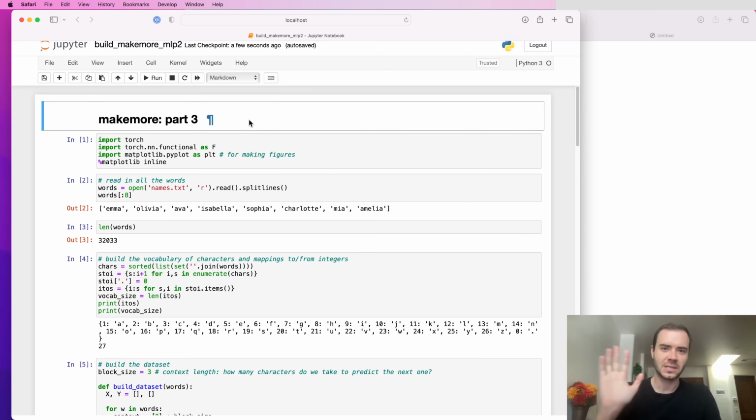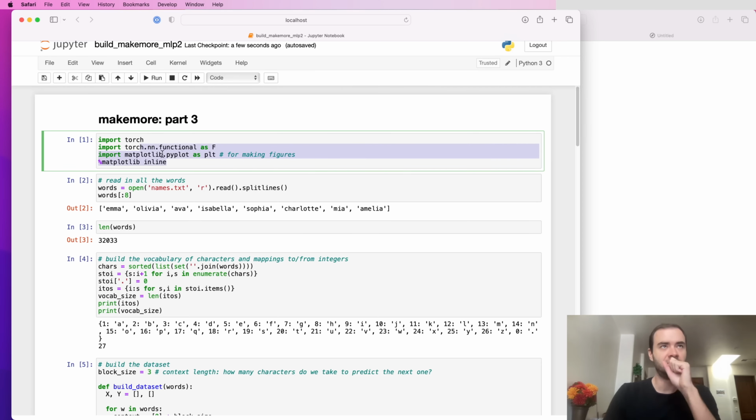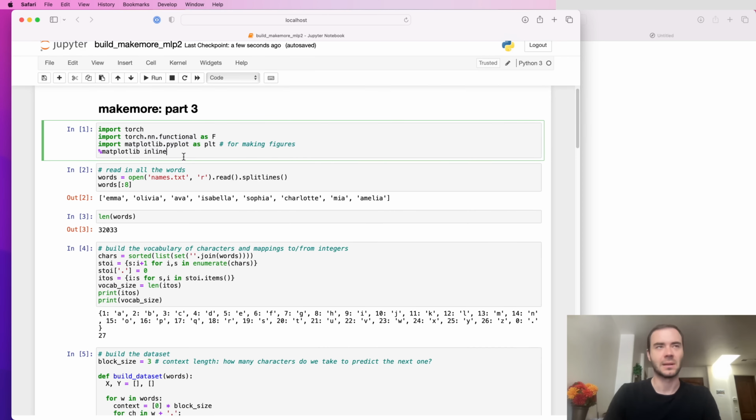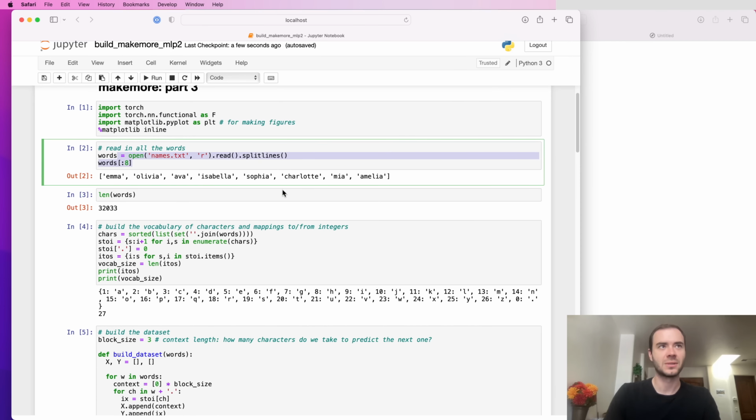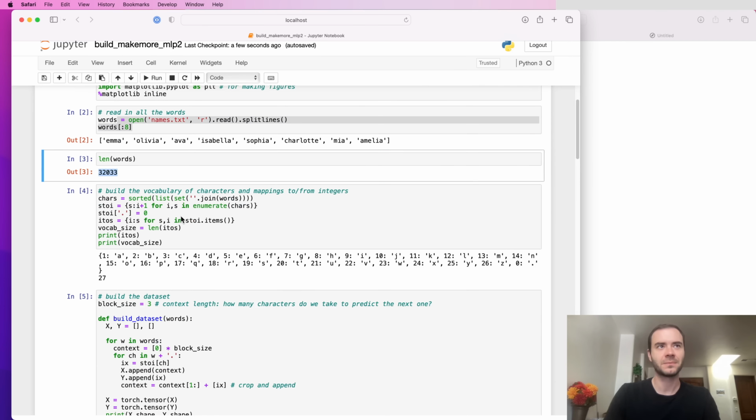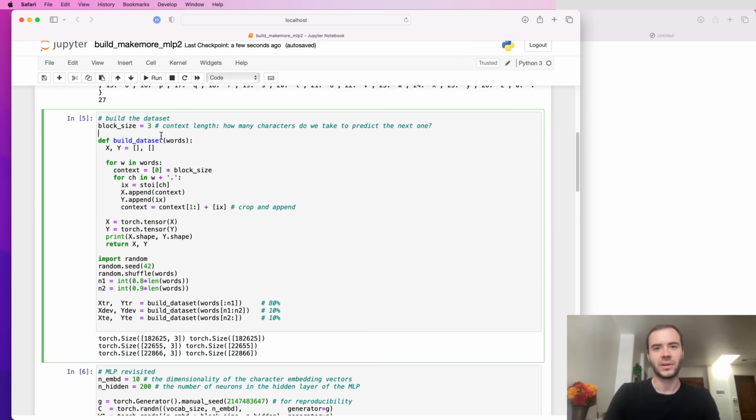So the starting code for this lecture is largely the code from before, but I've cleaned it up a little bit. You'll see that we are importing all the Torch and Matplotlib utilities. We're reading in the words just like before. These are 8 example words. There's a total of 32,000 of them. Here's a vocabulary of all the lowercase letters and the special dot token. Here we are reading in the dataset and processing it and creating 3 splits, the train, dev, and the test split.